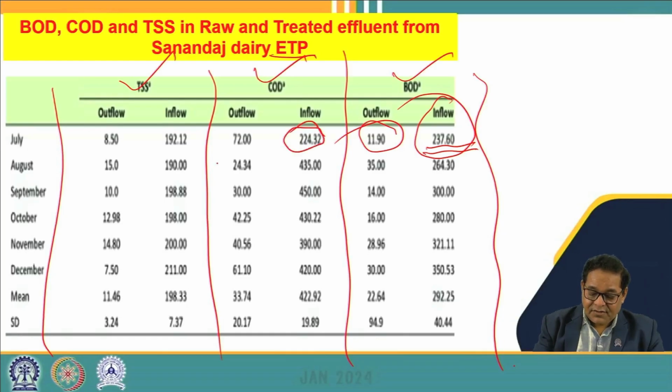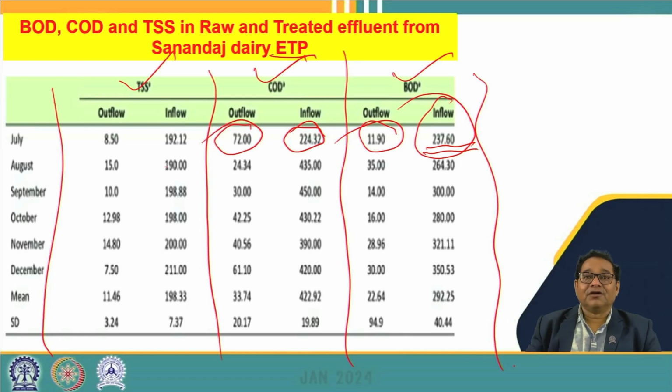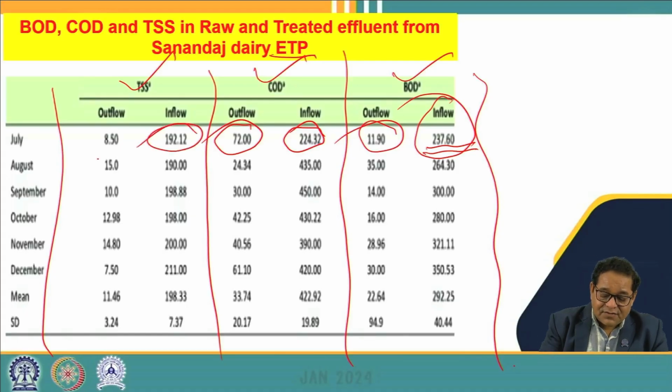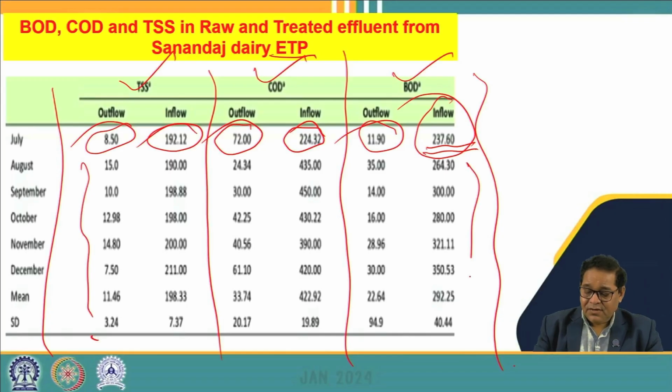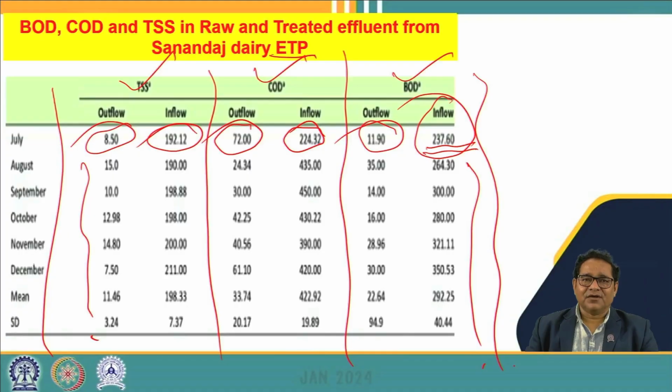Similar is the case for COD. COD removal is around 70 to 80% in this type of system. Similarly, more than 95% of the suspended solids are removed from the system. This is the performance data for different months. From this process performance data we can conclude that the activated sludge process is very efficient in removal of BOD, COD and suspended solids present in the wastewater.